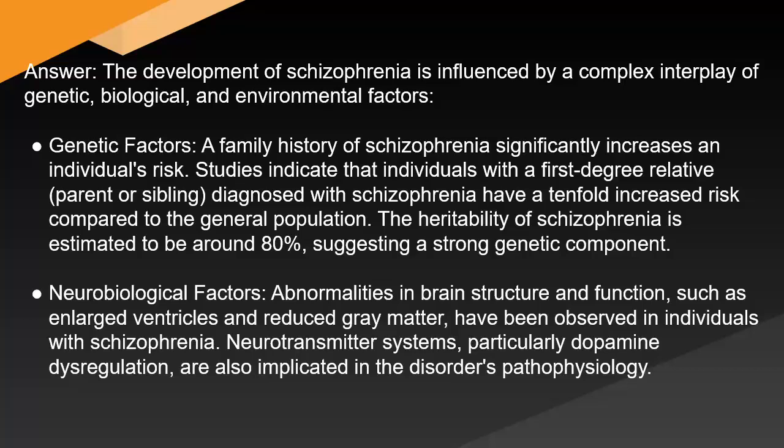to the general population. The heritability of schizophrenia is estimated to be around 80%, suggesting a strong genetic component. Neurobiological factors. Abnormalities in brain structure and function, such as enlarged ventricles and reduced gray matter, have been observed in individuals with schizophrenia. Neurotransmitter systems, particularly dopamine dysregulation, are also implicated in the disorder's pathophysiology.